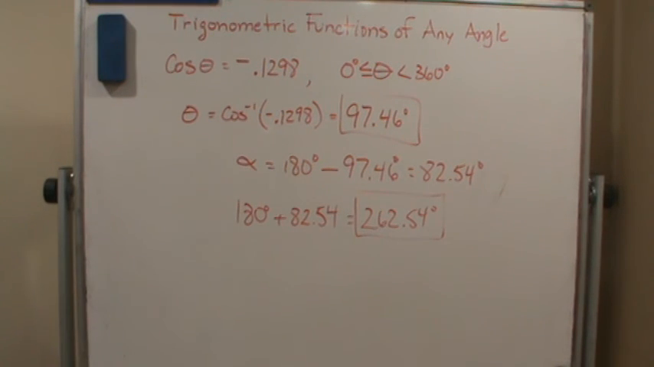Again, you just have to make sure you understand what you're doing and that you visualize. This is where a lot of mental gymnastics comes in, because you've got to visualize where this angle falls, and then what the reference angle is, and then what you need to do with that reference angle to get the required angle that you want.